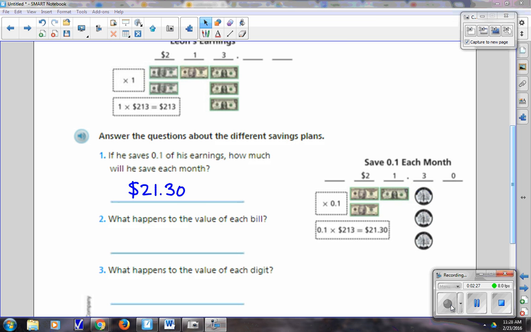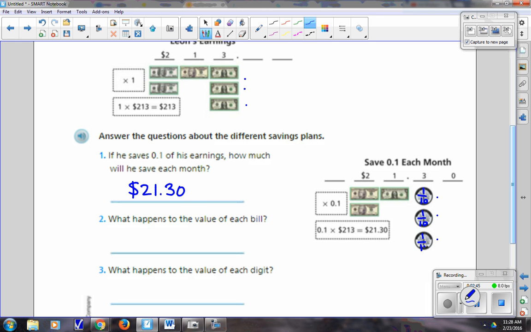$21.30. Okay, you're starting to say it. You're starting to see it. What happens to each bill? So the $3 bills became 3 dimes. So what is a dime of a dollar? 1/10, right? What is $1 out of a $10 bill? 1/10, right? What is $10 out of 100? 1/10. So what happens to the value of each bill?